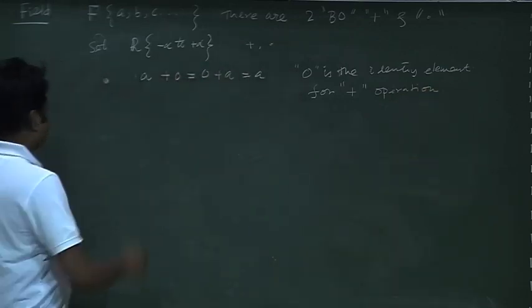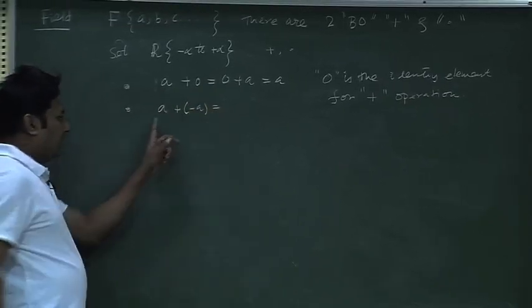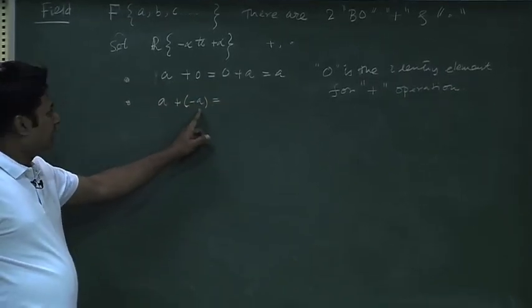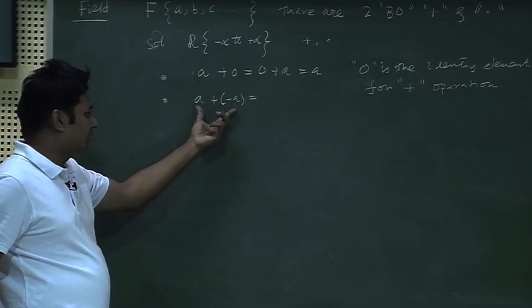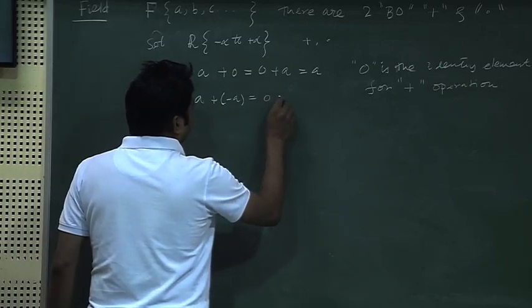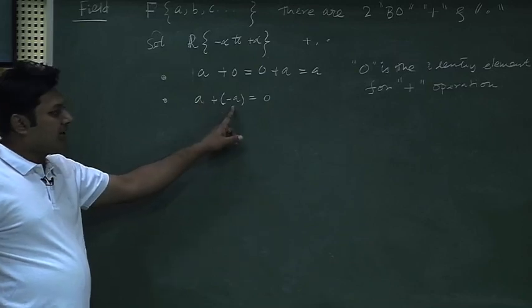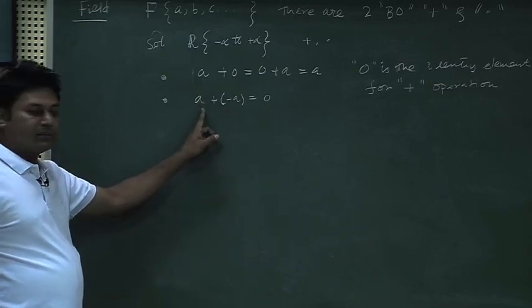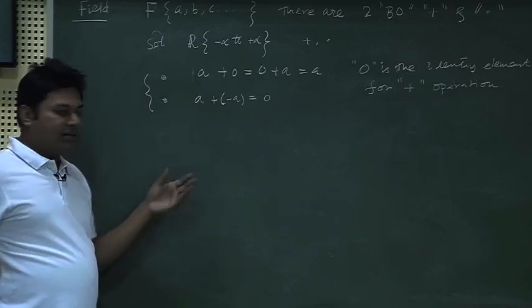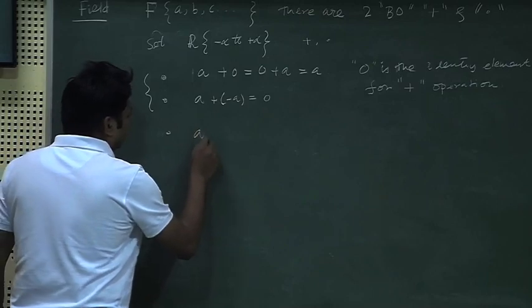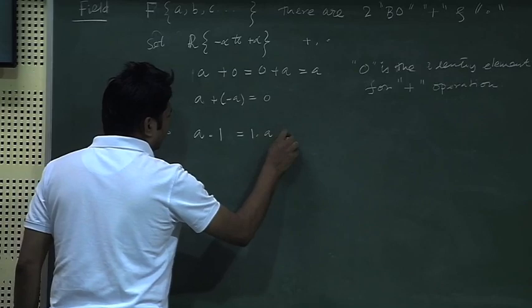Fine. Now what about the inverse? It is quite trivial that if I take A and I take minus A, which is again a quantity in the real numbers, whatever A you think, 1, 2, 3, 4, 5, 6 according to your choice, then minus A is the inverse of that particular element. So these two hold. What about the multiplicative identity and multiplicative inverse? As I mentioned, A star 1 is equal to 1 star A is equal to A.